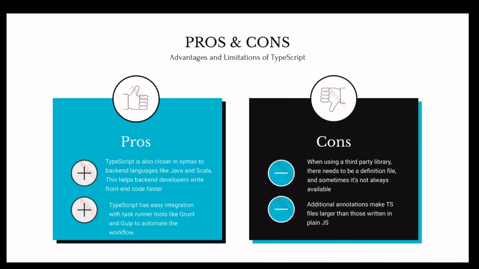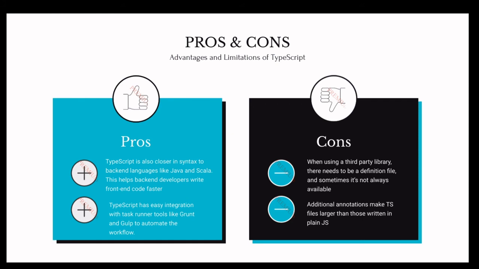So, another pro. TypeScript is also closer in syntax to backend languages like Java and Scala, so it helps backend developers write front-end code faster. If you are a backend developer, it's easily adaptable for writing TypeScript. As an automation engineer, or automation tester, till now I was using Java for my automation code. I am using Selenium and core Java for writing the code. Now if I want to automate any Angular-based application, I can do it with Protractor by writing TypeScript. So I don't have a higher learning curve. I can learn it quickly, because it supports the OOPS concepts and its syntax is quite close to Java.